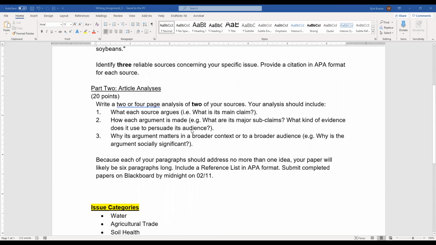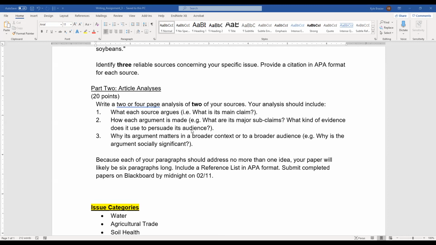Second part is doing an article analysis. I want you to write a 2 or 4 page analysis of 2 of those 3 sources that you just provided. Your analysis should include what each source argues, what's its main claim, right? How each argument is made, what are its major subclaims, what kind of evidence does it use to persuade its audience, and what or why its argument matters in a broader context and to a broader audience. Why is the argument socially relevant or significant?